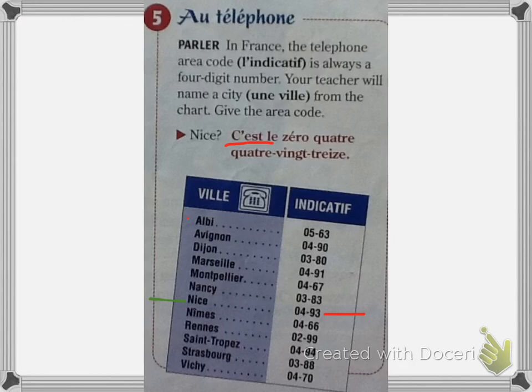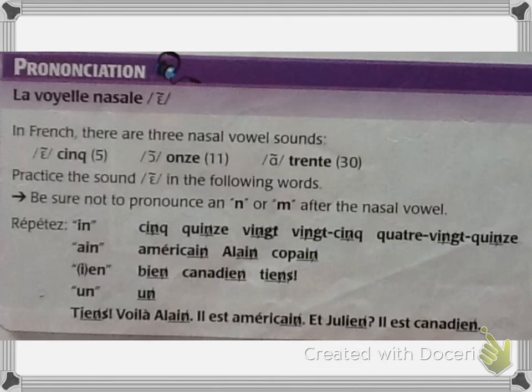And Dijon, that is indeed where Dijon mustard originated. So the pronunciation, la voyelle nasale. In French, there are 3 nasal vowel sounds. Practice the sound in the following words. Be sure not to pronounce an N or M after the nasal vowel.